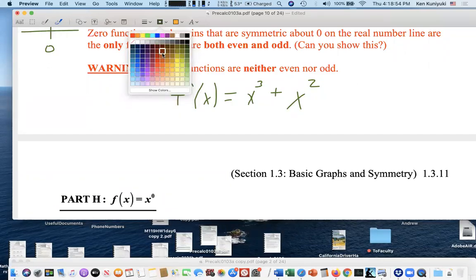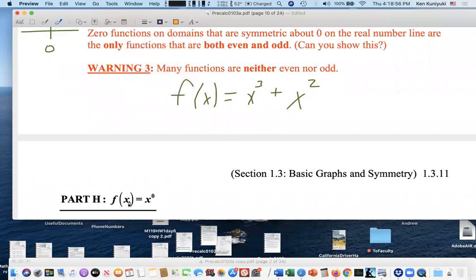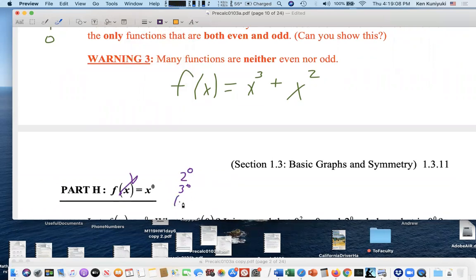Hi, everyone. So how do you graph y equals x to the 0? Well, what is 2 to the 0? What's 3 to the 0? What's negative pi all to the 0? All of these are equal to 1. Remember the rules of exponents? These are all equal to 1.